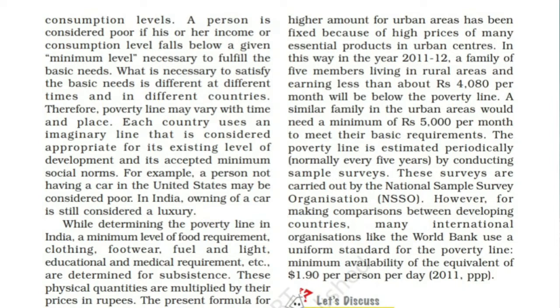What is necessary to satisfy basic needs is different at different times and in different countries. So what is the next point here? What is necessary to satisfy basic needs? Normally you answer food, shelter, clothing. Okay, but what is necessary to satisfy human needs is different at different times and in different countries. So the poverty line may vary with time and place. That is why the poverty line also varies with time and place.